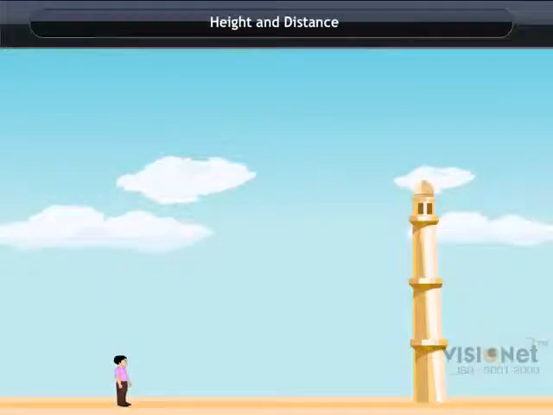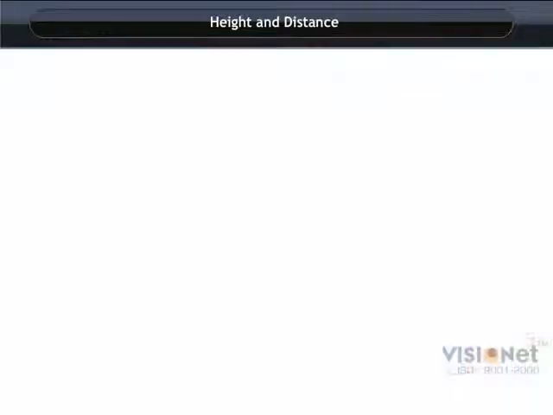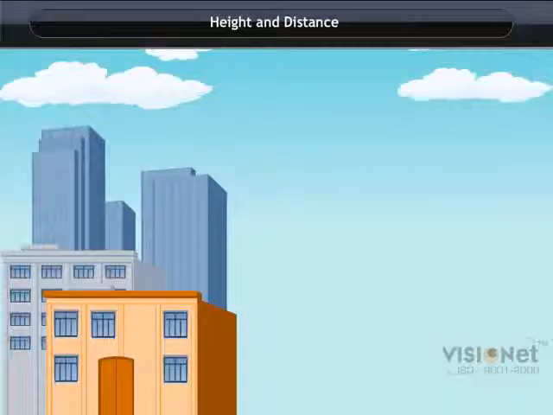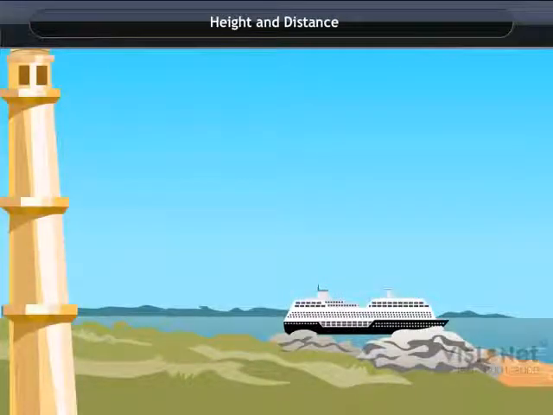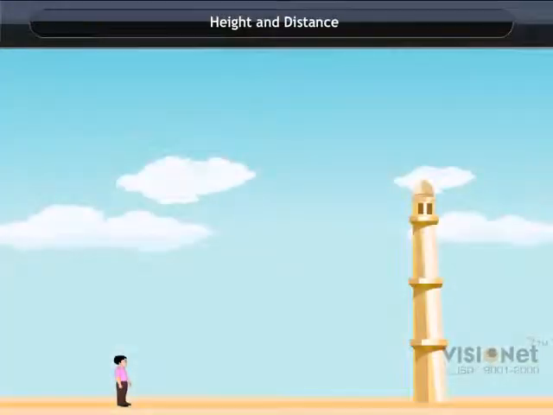Height and distance. Sometimes we are required to find the height of a tower, tree, building, and the distance of a ship from a lighthouse, or the width of a river, etc. We cannot measure them accurately, though we can find them using the knowledge of trigonometric ratios.